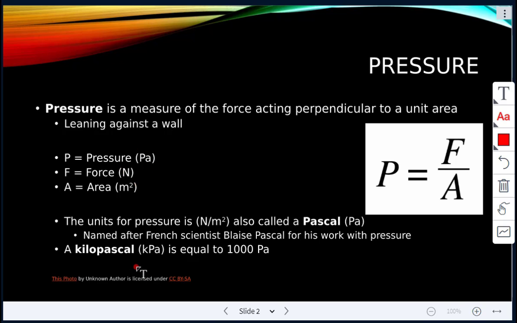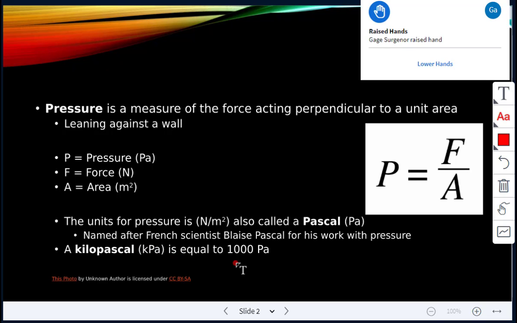Okay, so pascals, this was a French scientist, Blaise Pascal. He worked with pressure, so this unit, newtons per meter squared, is named after that French scientist. All right, also 1 kilopascal, kPa, is equal to 1,000 pascals.